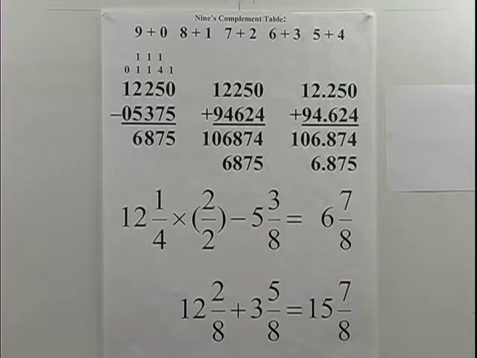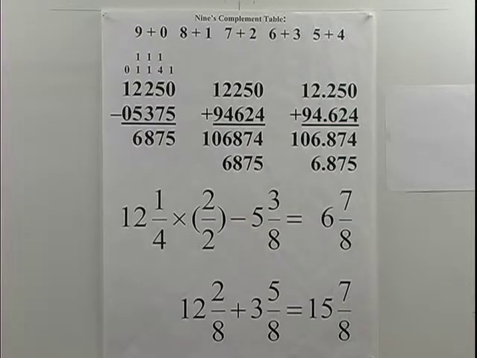The final step in the nines complement procedure is to take that leftmost digit, it's always going to be a 1, and add it to the rightmost digit, in this case 4, and I get a 5. So I get 6875. That is the correct difference. I only converted the subtrahend to its nines complement, and then I did 1, 2, 3, 4, 5 easy additions.